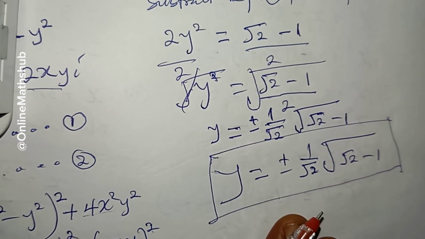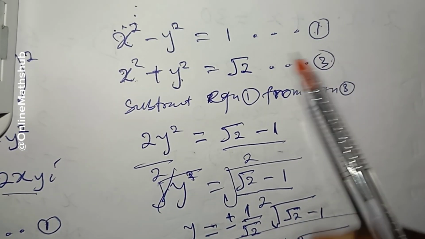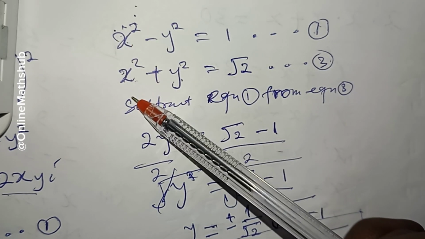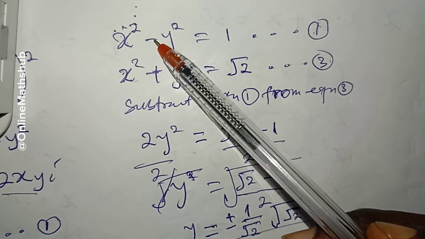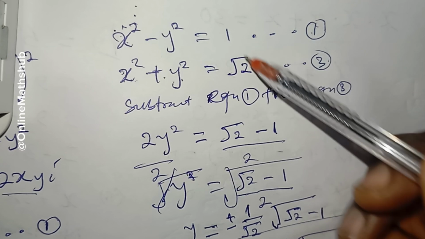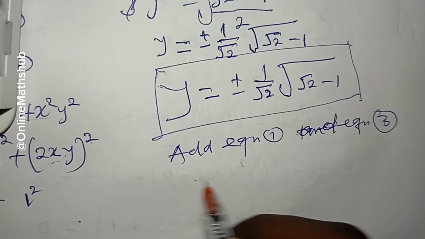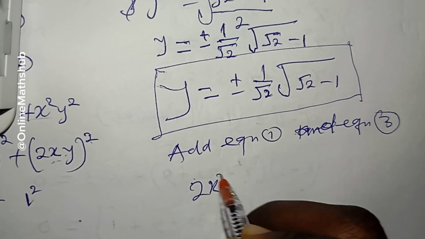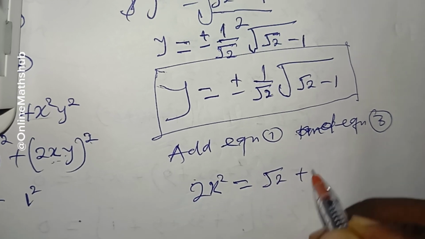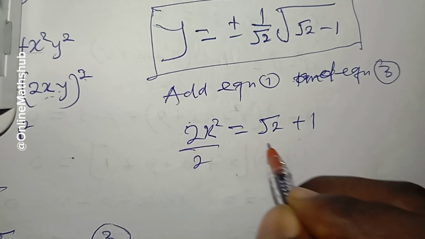And then to get that of x, I'm just going to come over to equation 1 and equation 2, and I'm going to be adding both of them. If I do that, x squared plus x squared gives me 2x squared. Negative y squared plus y squared is 0, and then 1 plus root 2 is the same. So if I add equation 1 and equation 3, I have 2x squared is equal to root 2 plus 1.